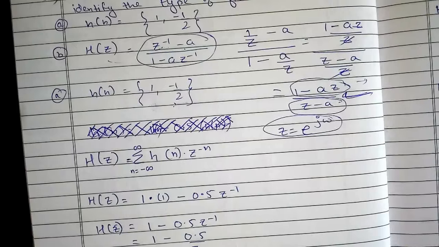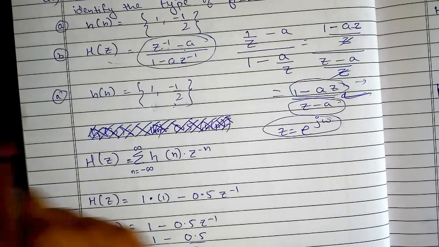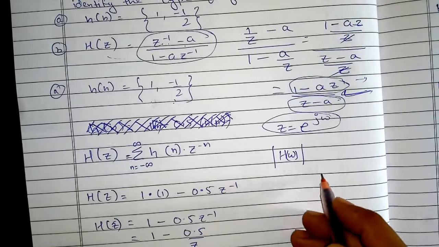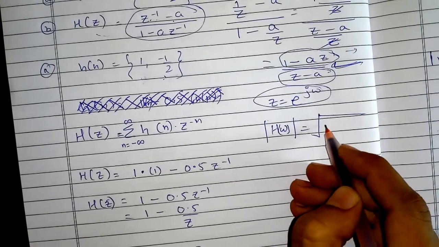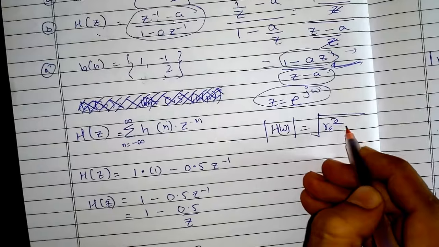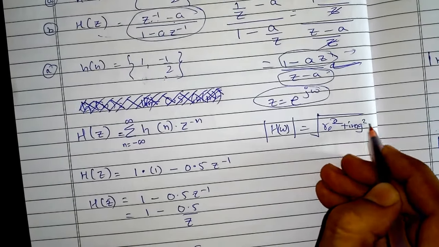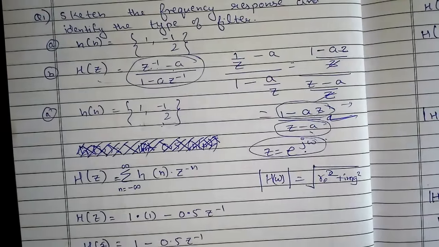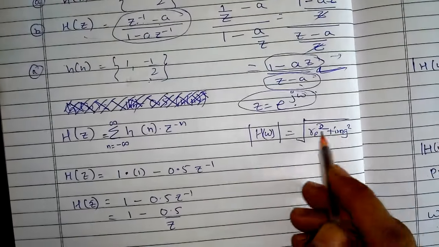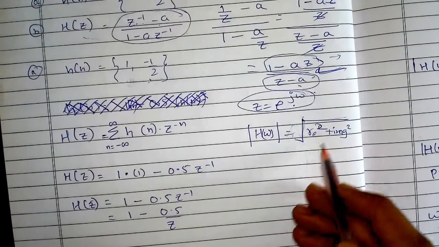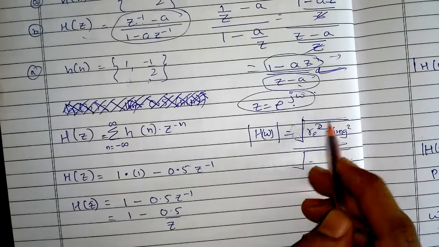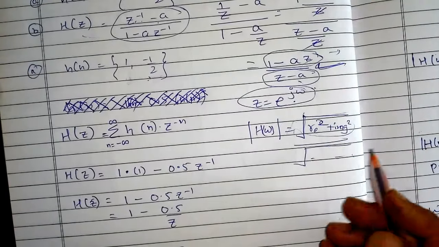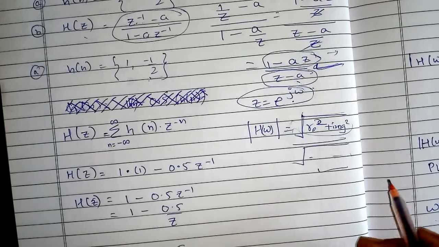Now substitute this. After substituting, you all know that the modulus of H(omega) is nothing but real part square plus imaginary part square. After solving this equation, you will have a numerator as well as a denominator. So for the numerator do this, and for the denominator also do real part square plus imaginary part square. Then whatever answer you get will be your magnitude.